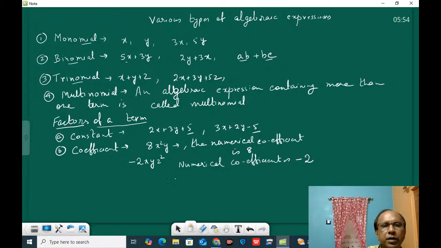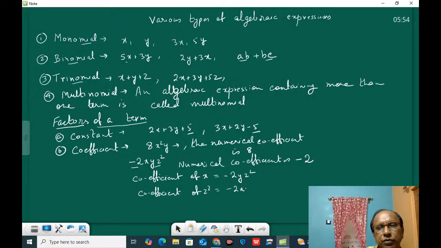If we ask what is the coefficient of x, suppose we want to find the coefficient of x. The coefficient of x is equal to minus 2yz square. This is the coefficient of x. If you want to find the coefficient of z square, then you can write, except that z square, minus 2xy. That is the coefficient of z square. That is the coefficient.